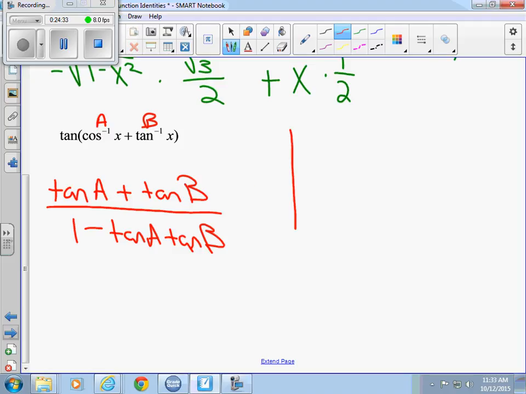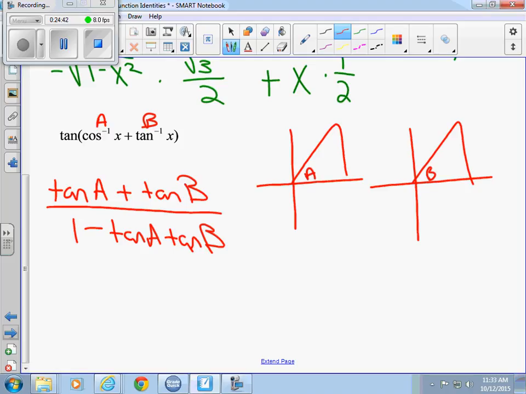So I'm going to draw those two angles. I am assuming this is positive. I don't really know that. But we're going to assume that those angles correspond. Okay, so angle A is cosine being x, so adjacent over hypotenuse, correct? And angle B is tangent being x, so opposite over adjacent. So on angle A, this side would be the square root of 1 minus x squared.